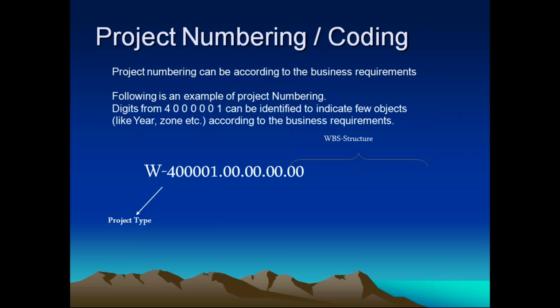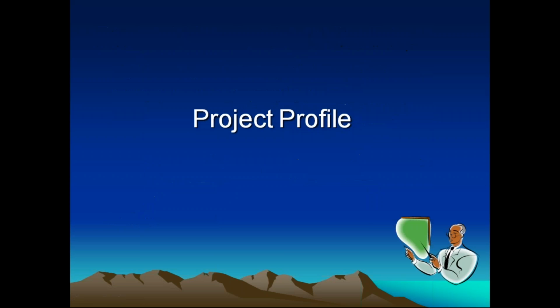When it comes to numbering, project numbering can be according to business requirements. Following is an example of project numbering. It starts with GS here, then the project type; they are given these numbers, and can be identified to indicate a few objects like year, zero, etc., according to business requirement. At the end, you can enter the WBS structure. So this is about project numbering.